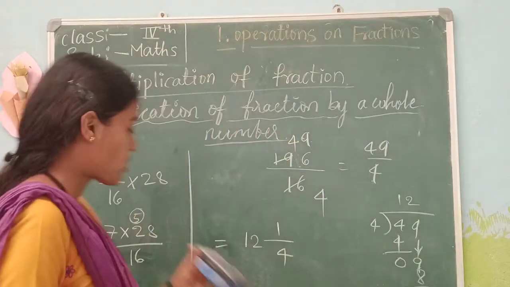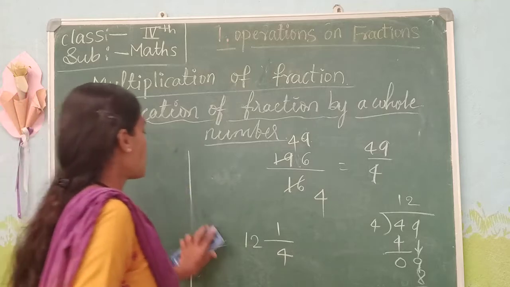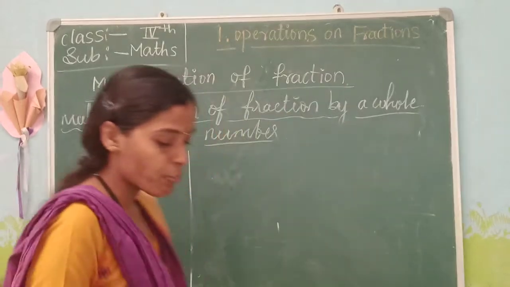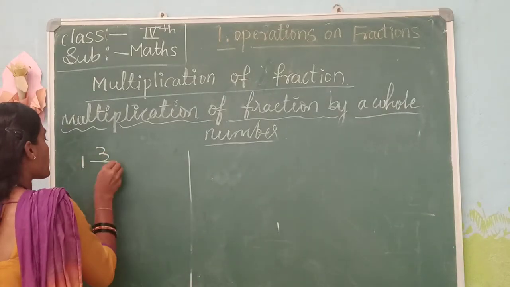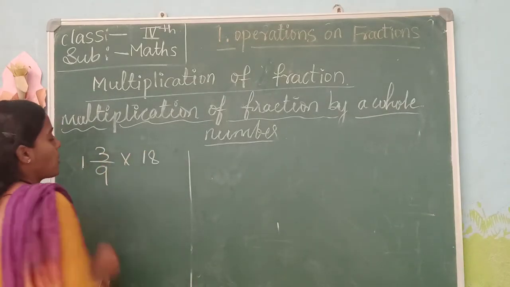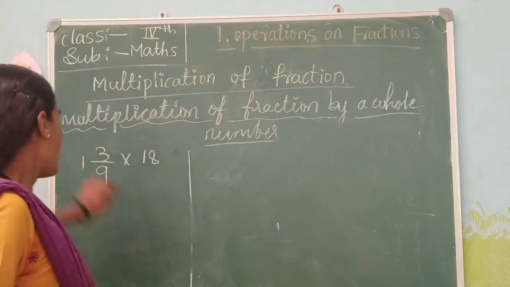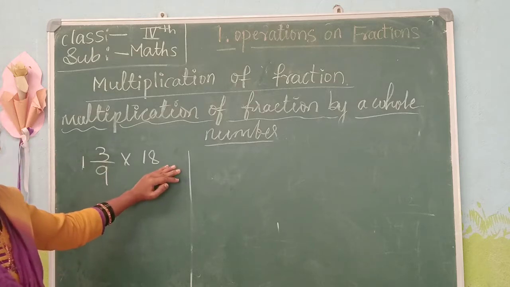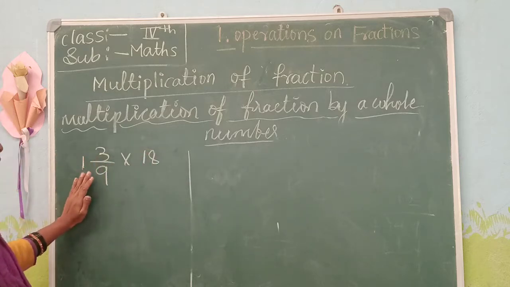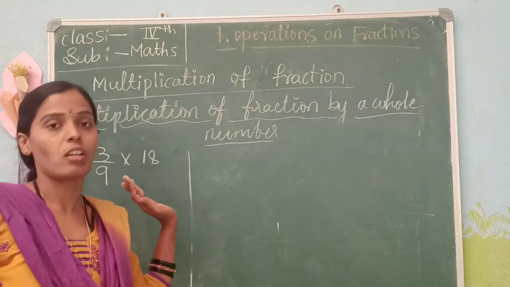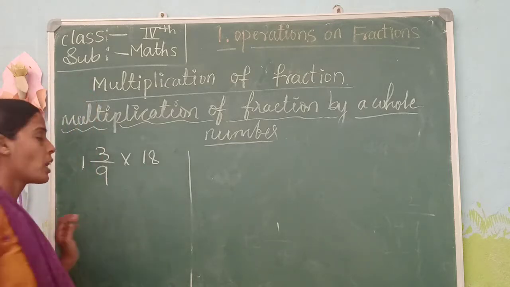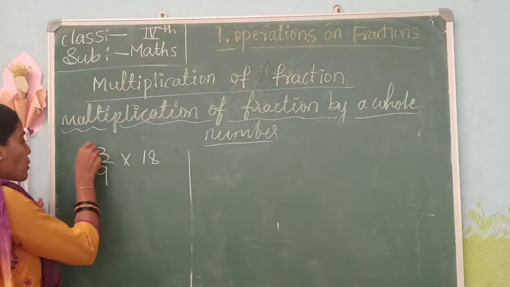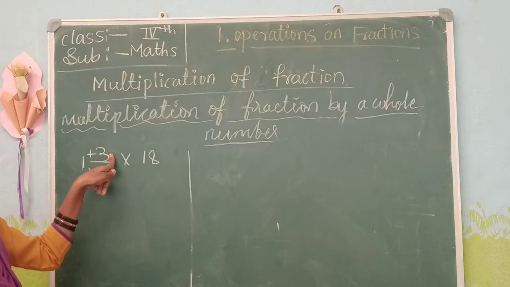Then the next one is 1 and 3 by 9 into 18. Now 1 and 3 by 9 is a mixed fraction and 18 is a whole number. Firstly, we convert this mixed fraction into an improper fraction. So how do we convert a mixed fraction into an improper fraction? We multiply the denominator and the whole number, and to the product we add the numerator.